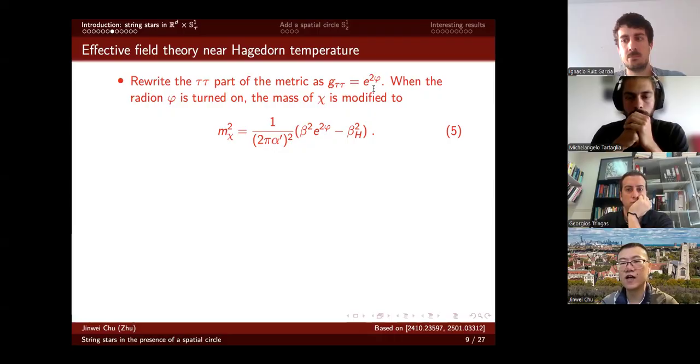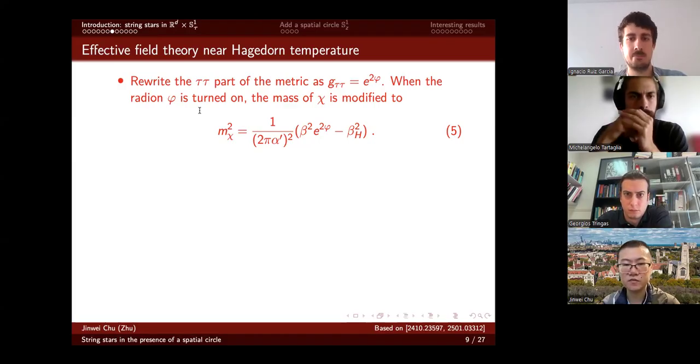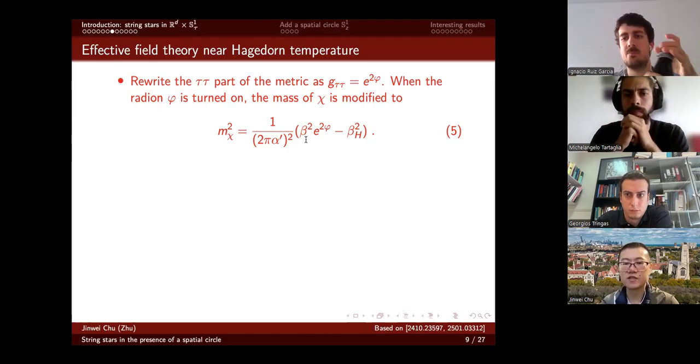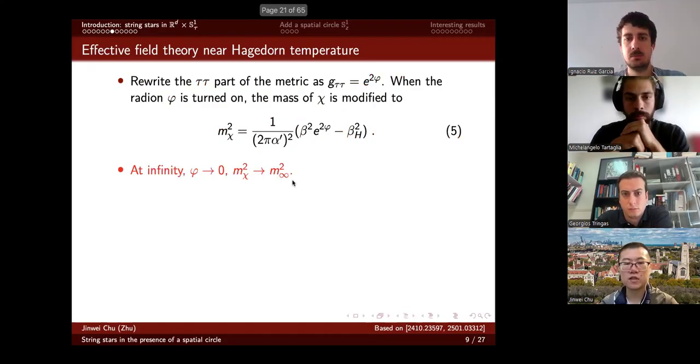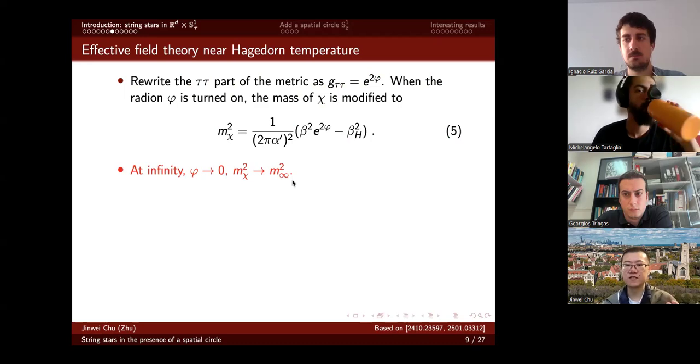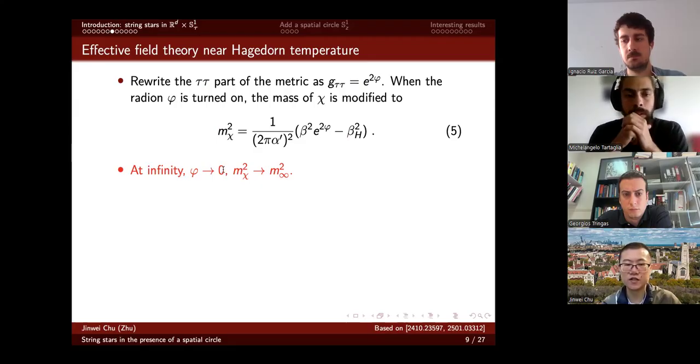This field phi is usually called radion because it modifies the radius of the time circle. So when the radion is turned on, the length of the string tachyon becomes, the length squared becomes beta squared times g tau tau. So the mass formula should be modified correspondingly, like this. Since we are considering canonical ensemble, we should fix the circumference of the time circle to be beta at infinity. This means that at infinity, phi should go to 0.